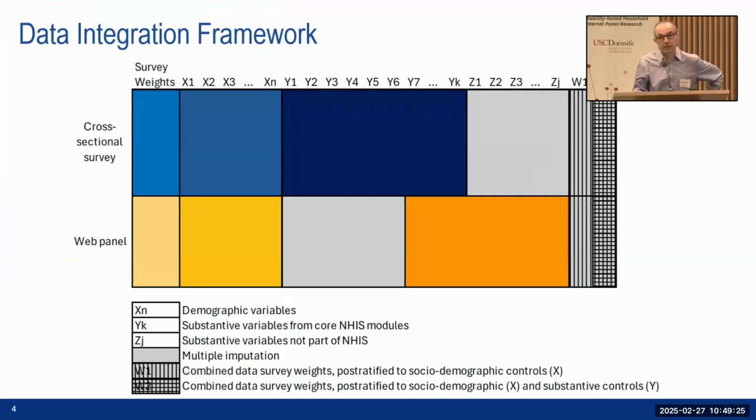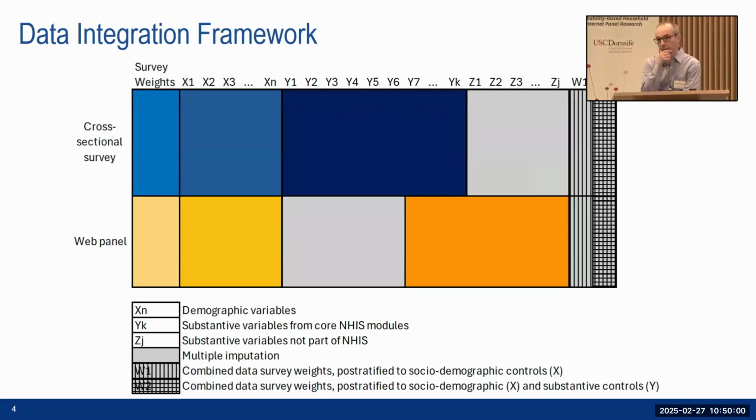So to use a schematic to explain it, here the blue is the more rigorous design, the more expensive, perhaps a cross-sectional national study. While the yellow and orangish, that's the web panel data. And then in the columns, you see that there are different things going on. One is the survey weights that are developed for each one. Then the X's, those are the socio-demographic characteristics that we would measure. And then all the Y variables that we care about.